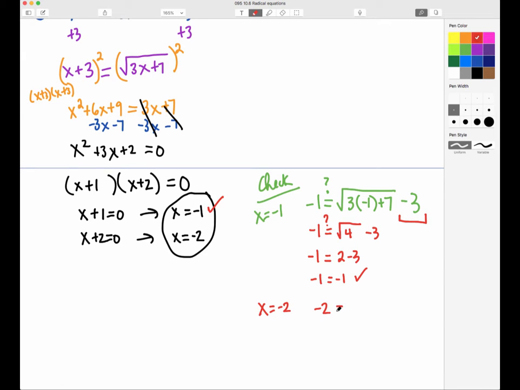Does negative 2 equal the square root of 3 times negative 2 plus 7, and then there's our minus 3? So does negative 2 equal the square root of, let's see, 3 times negative 2, so that's negative 6 plus 7, so that's 1, minus 3? Does negative 2 equal 1 minus 3? Negative 2 equal to negative 2. Yes, that does work out. So we actually have 2 answers for this problem. Both of our solutions did work out after checking them.